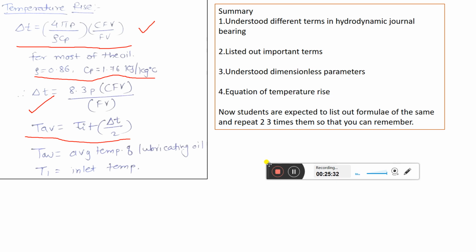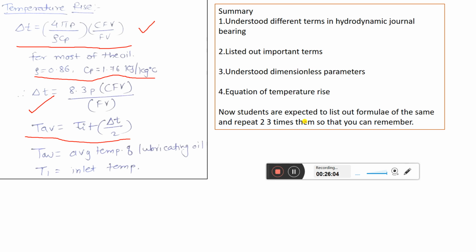Now what is your responsibility? Your responsibility is very simple. You have to make a simple list of all the formulas we have gone through, and make a list of the meaning of those terms also. Once it is made, you are ready for the numerical part. And you can go through this slide 2-3 times. Once you remember it, it becomes very easy to solve the numerical.